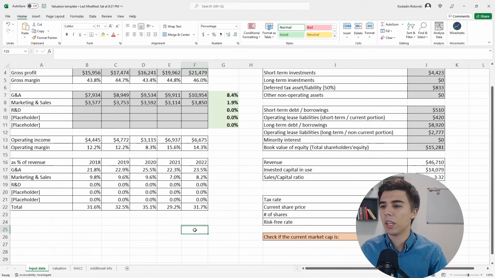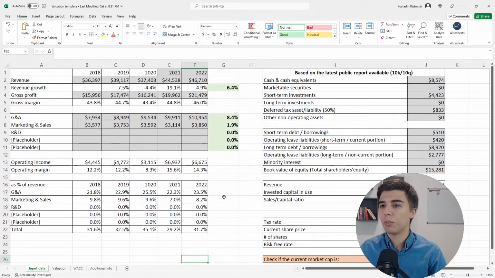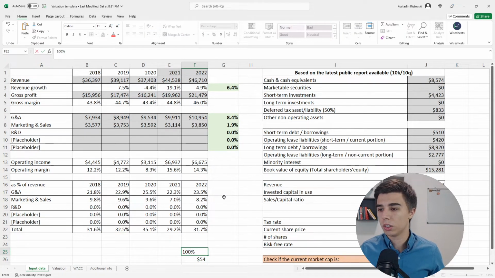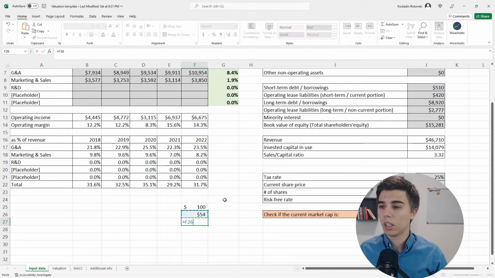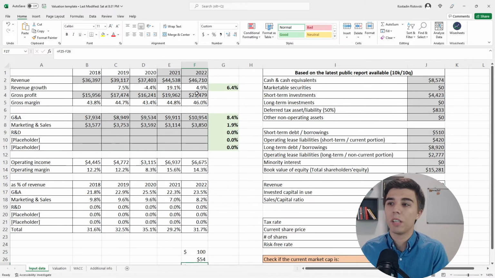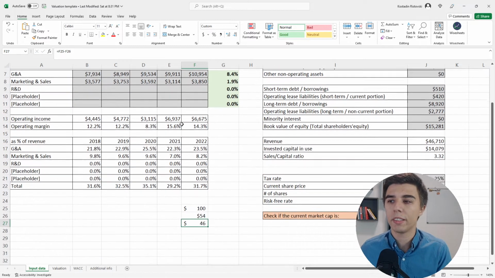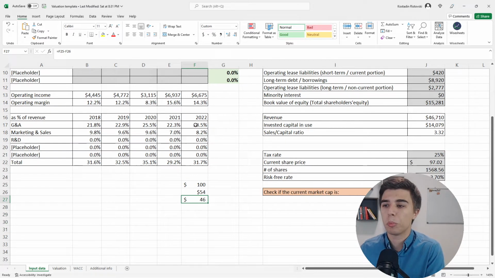So let's assume that it costs them $54 to make one pair of shoes, and then they sell it for $100, right? So what we have in that case is a gross profit of $46, or 46%. So that is what we have in the most recent year.